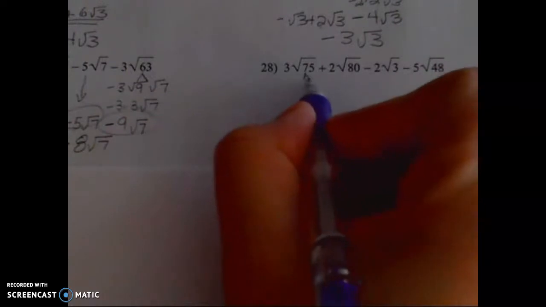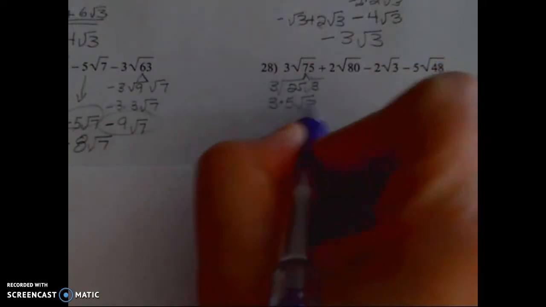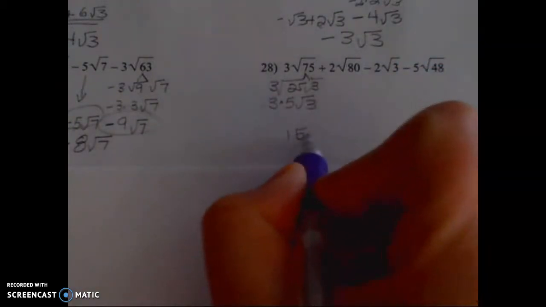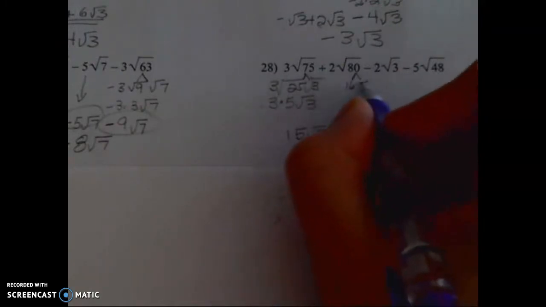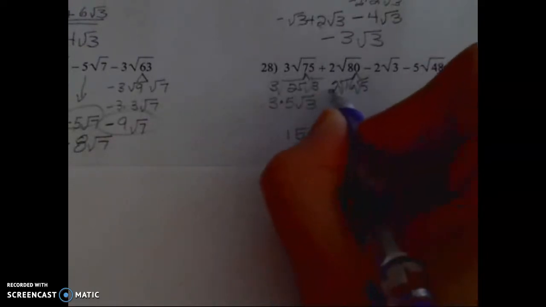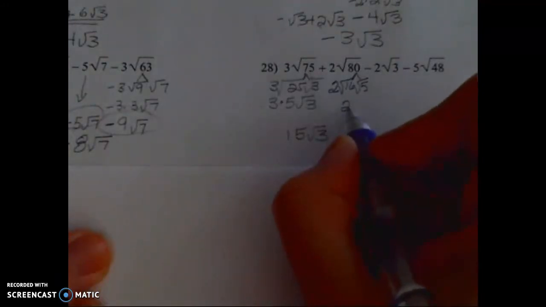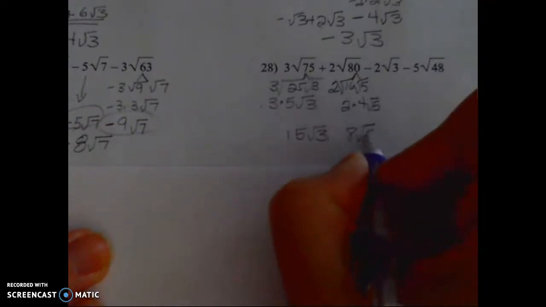And last one for us to do together, and then I'll have a couple just for you to try all by yourselves. 75 is 25 times 3. Oh, this is a lot of work. Very relaxing though. 3 times 5 is 15 root 3. We're just simplifying. You know how to do this. This is 16 times 5. I am not going to forget that 2 in the front. Please don't you forget it either. So it's 2 times 4 root 5. So this is 8 root 5.